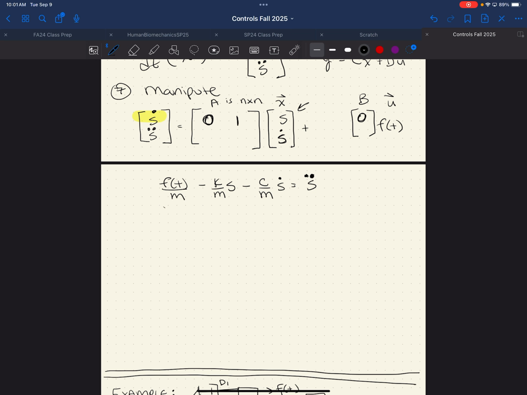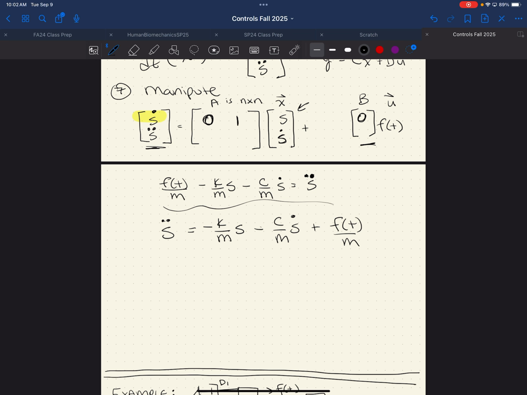So I'm going to rewrite this. I'm just going to flip it around. So I want the left-hand side over here to be S double dot. So I need to force the right-hand side to be something times S plus something times S dot plus something times F of t. All right, so I'm going to rearrange these terms so it makes that nice and easy. I'm going to say this is minus K over M, something times S, minus C over M, which is something times S dot, plus F over M, which is something times F of t.